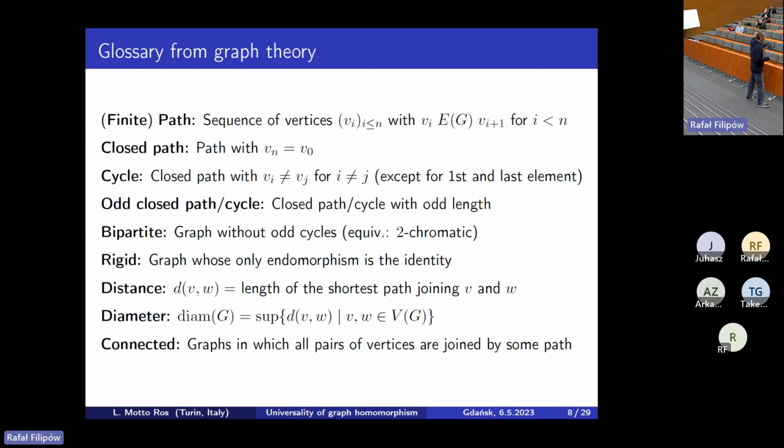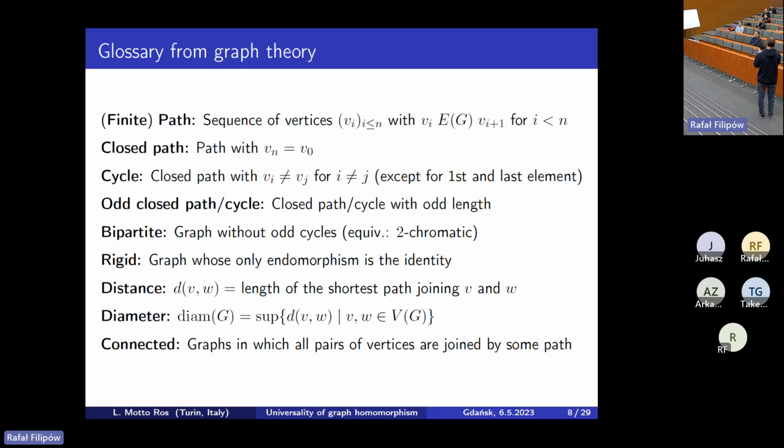For the rest, I need to introduce some terminology concerning graphs, since I don't know how many of you are confident with the terminology from graph theory. I just have a glossary here of important concepts in graph theory. Well, of course, I already spoke about path. This is what you imagine. A closed path is just a path which closes up at the end, so the final point is the same as the initial point.